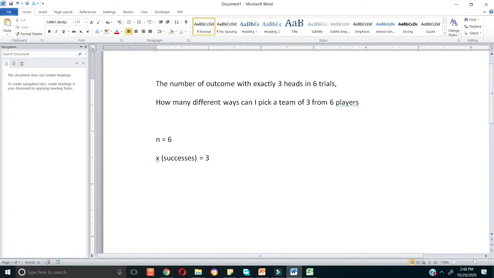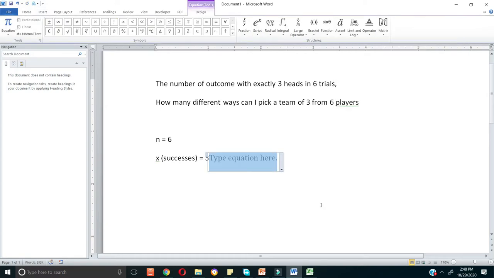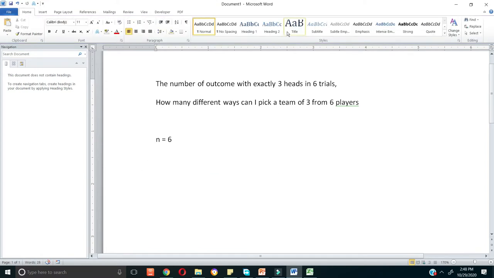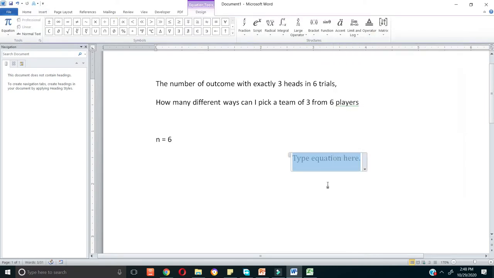So it's like we said, it's n factorial over, let me use the formula notation. So if I use the formula notation, I just insert a new equation here in Word, so that it looks good. So you want to have, it's basically a fraction.